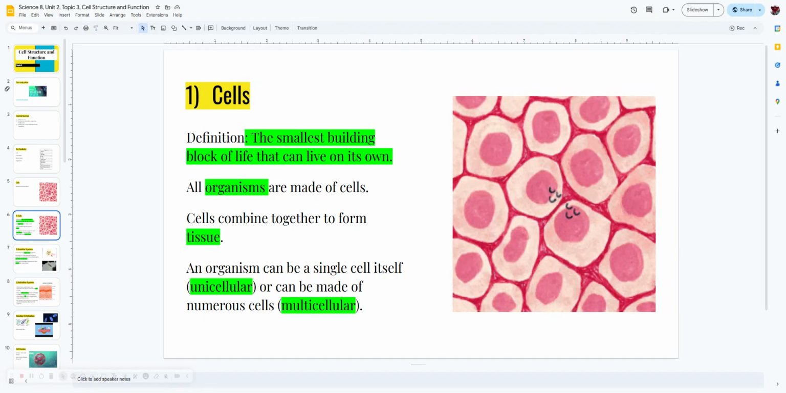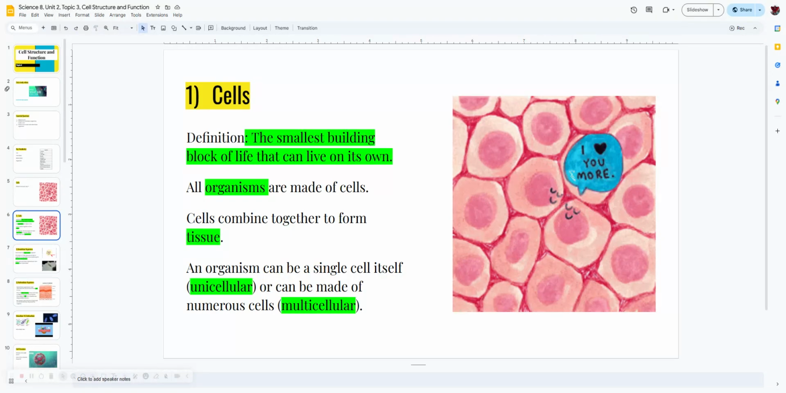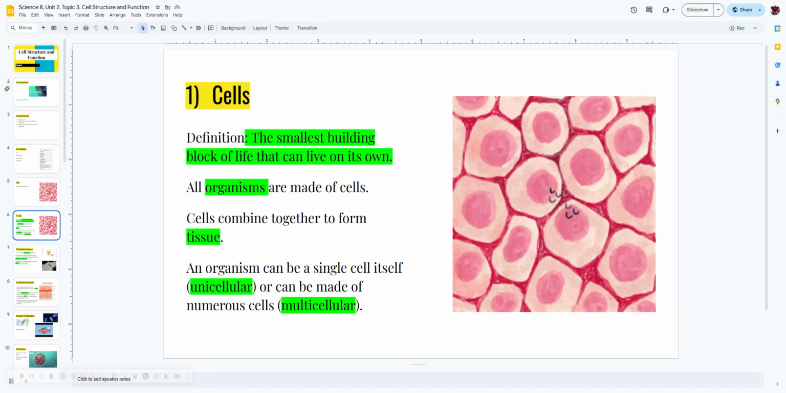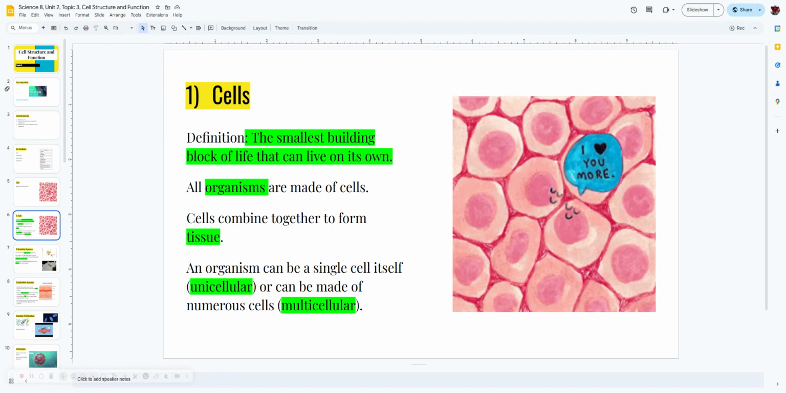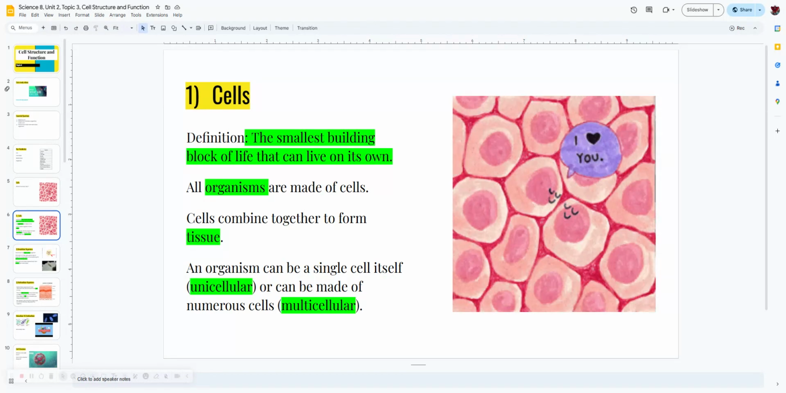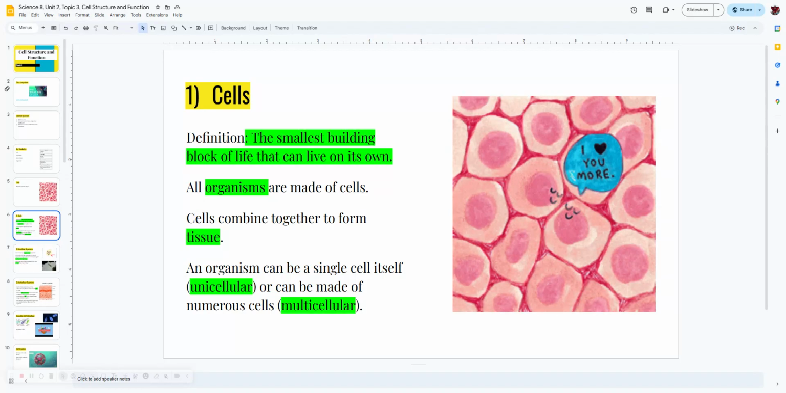Okay, next, all organisms are made up of cells. So that's something all life has in common, all life that we've discovered so far at least. All life has in common that we all have cells, whether it's a plant, whether it's a human, whether it's a fungus of some kind, they're made up of cells, okay?